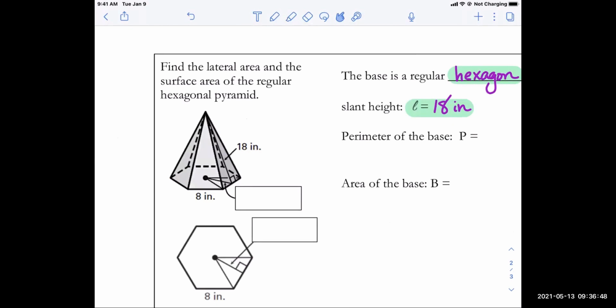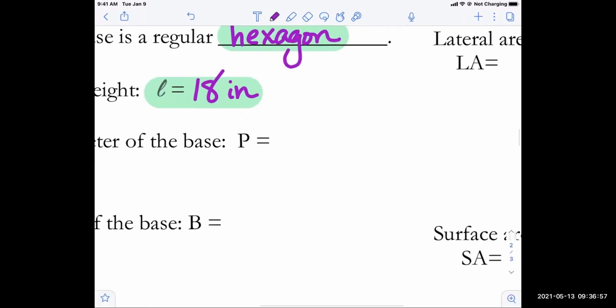Tell me how you get that. How many sides are there? 48. 6 on a side. Oops, sorry. 6 sides. The other way. 8 on a side, 6 sides, 48 inches.